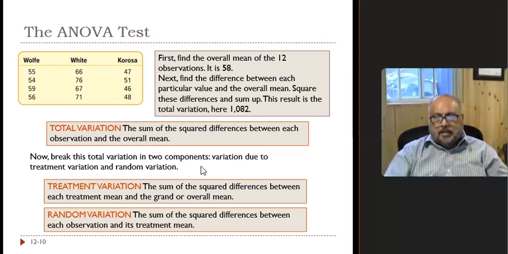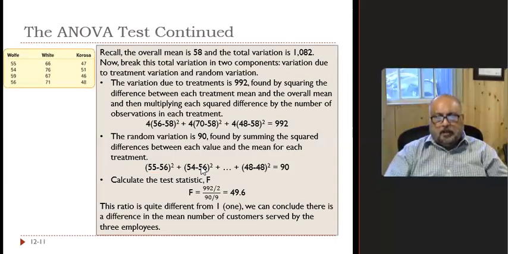So let's take a look at an example to understand better. Basically, what we can do next is follow this information. We have this data given to us. Now, the overall mean we know is 58, and the total variation is 1082. So how do we break this into two components: variation due to treatment and random variation?